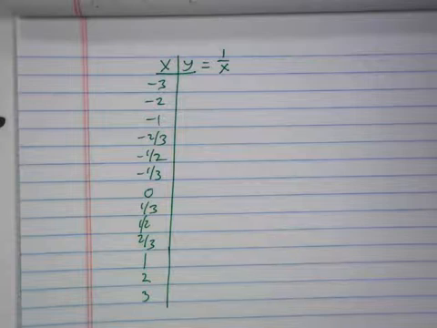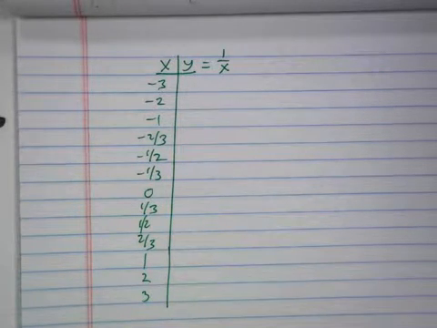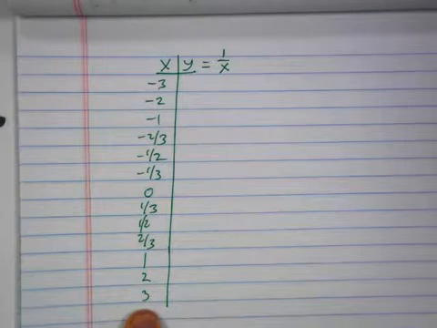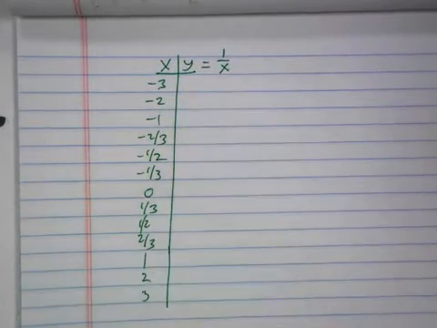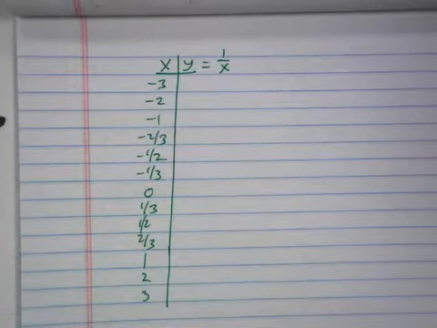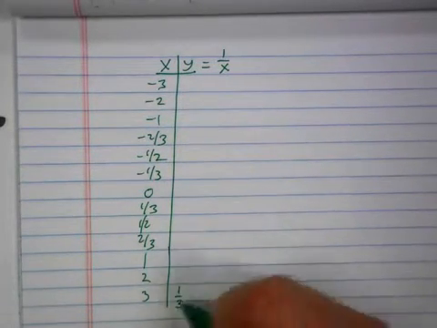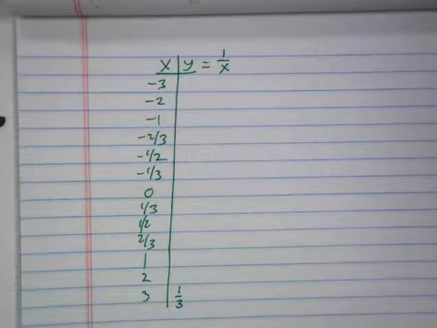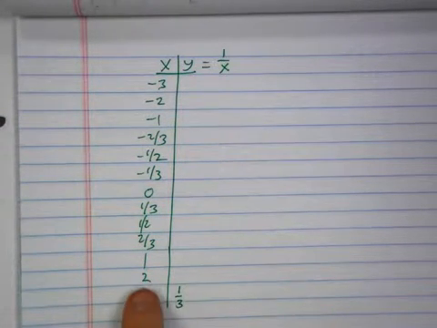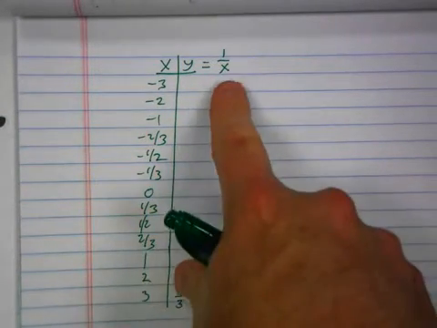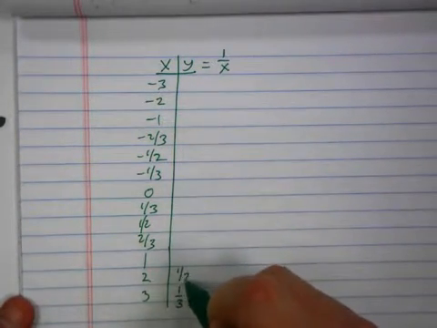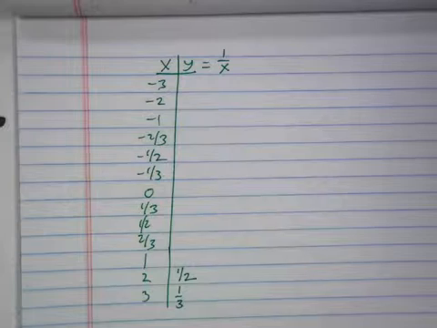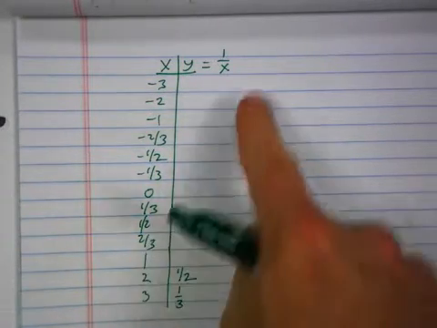All right. Well, let's start with the positive numbers. Those seem easier. So I'm going to start way down at the bottom, and I'm going to plug in x equals 3. If I plug in x equals 3, what do I get? 1/3. I get a fraction, okay. Not too bad so far. Plug in x equals 2. 1/2. Plug in x equals 1. 1 over 1 is 1.